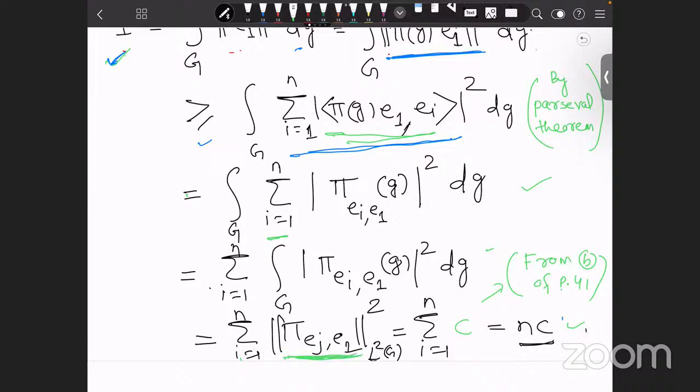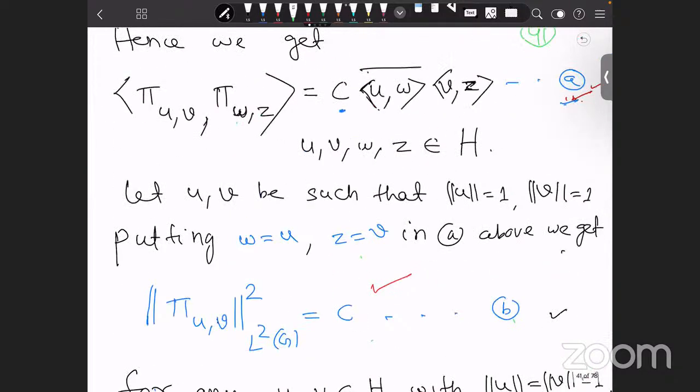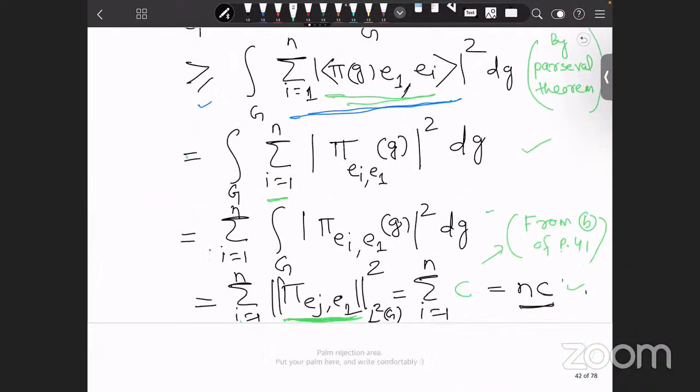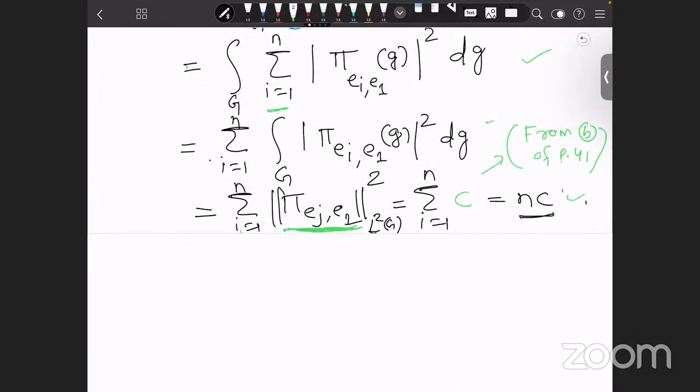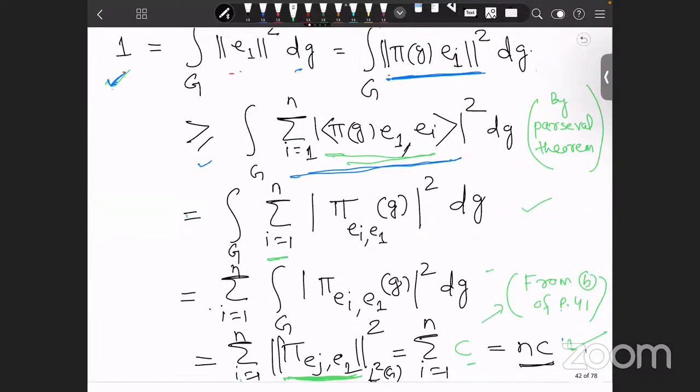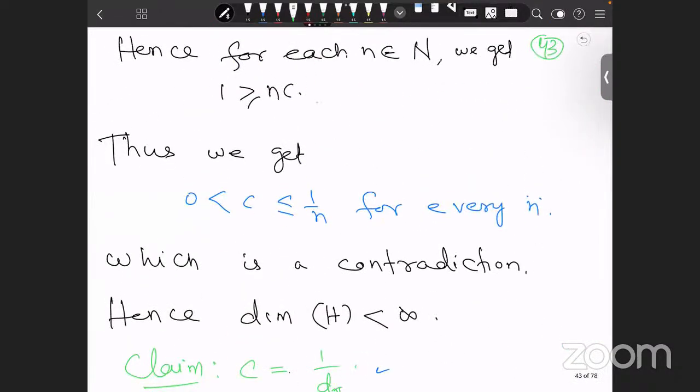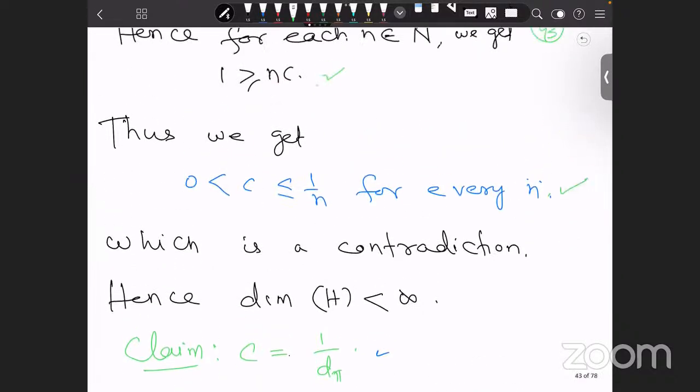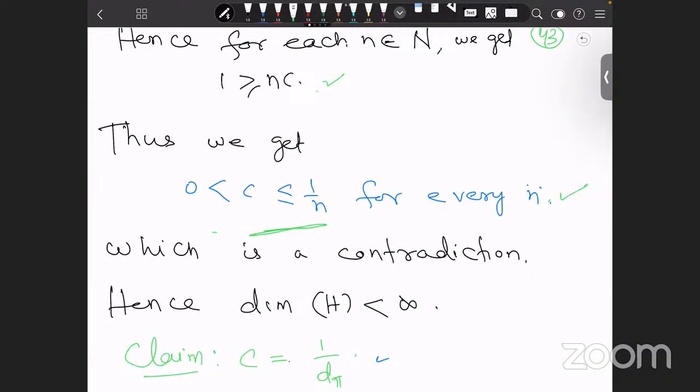Look at this quantity calculated. If you look at it, this quantity is always c, because this happens for any u, v. So I will write c. The summation, i equal to 1 to n, of c, so this is n c. So what am I getting? I am getting 1 greater than or equal to n c for each n. That is important. Hence for each n belonging to the natural numbers, we get 1 greater than or equal to n c. Thus we get 0 less than c less than or equal to 1 by n for every n. Since c is a positive quantity, this happens for every n, and this is a contradiction. So hence I am getting that the dimension of h is really finite.